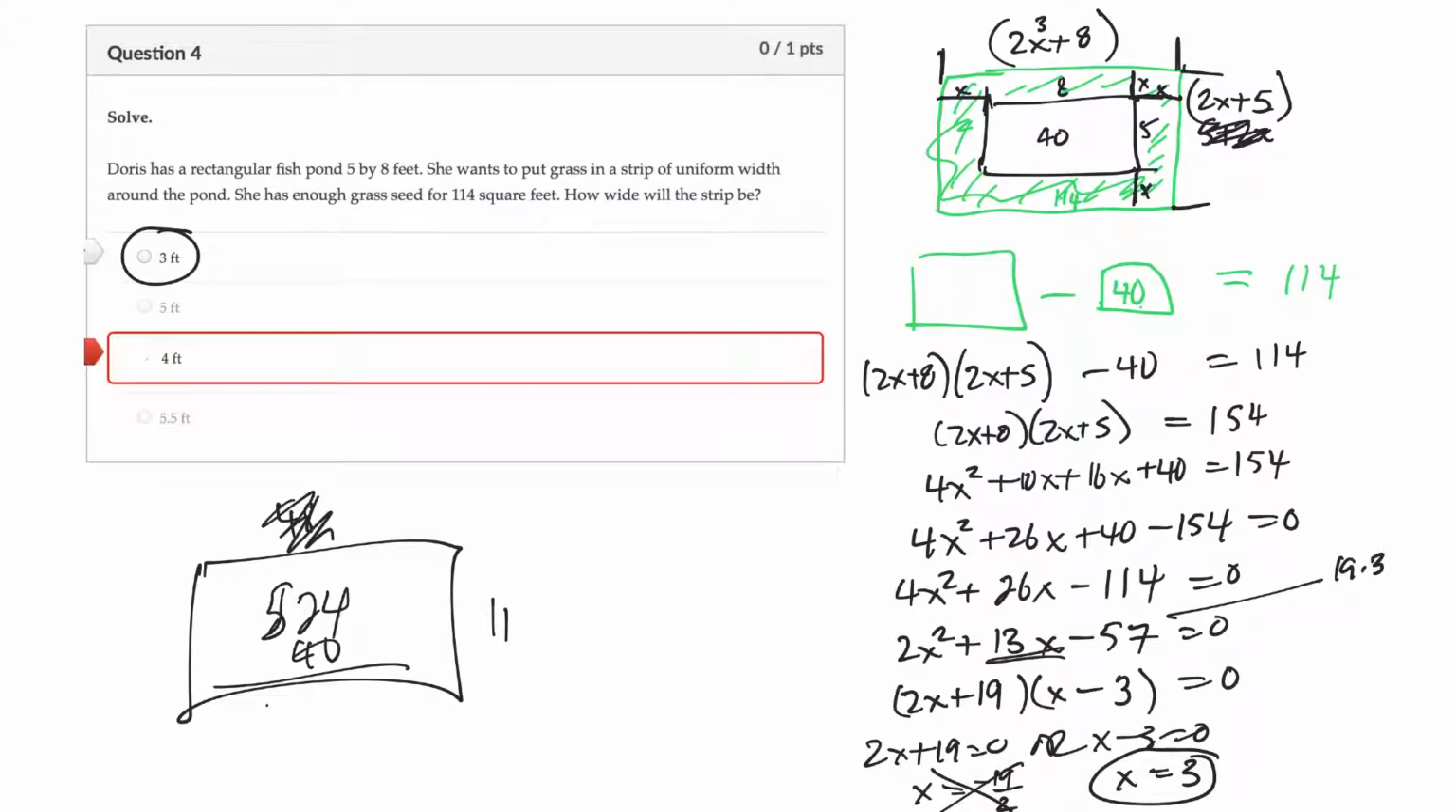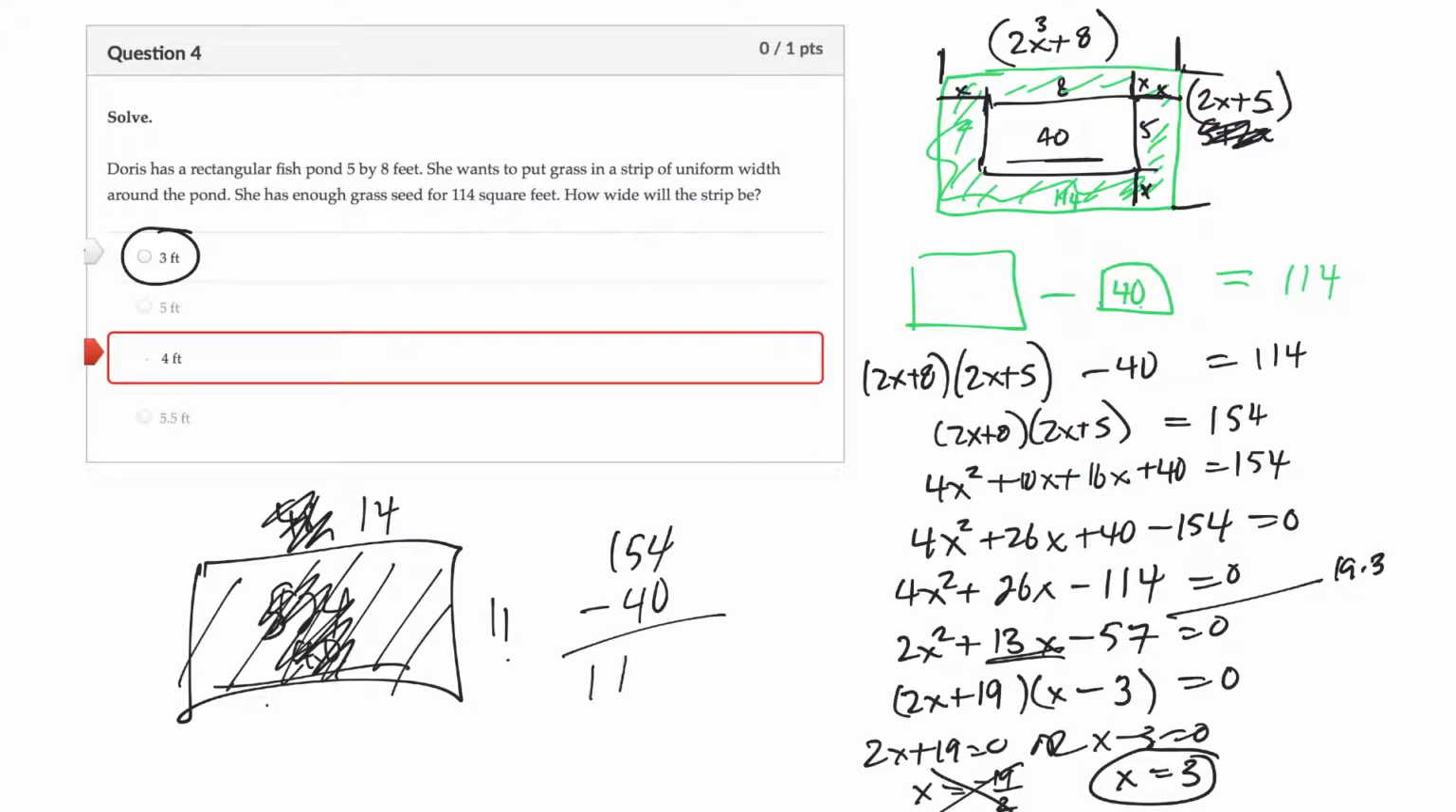It's 2 times 3 is 6, plus 8 is 14. There, that's better. And 2 times 3 is 6, plus 5 is 11. So 14 times 11 is 154. So that whole thing is 154. And if you subtract off the 40, that's the pool, then you got 114 square feet for the pond. That works. All right, hopefully that helps you with that question.